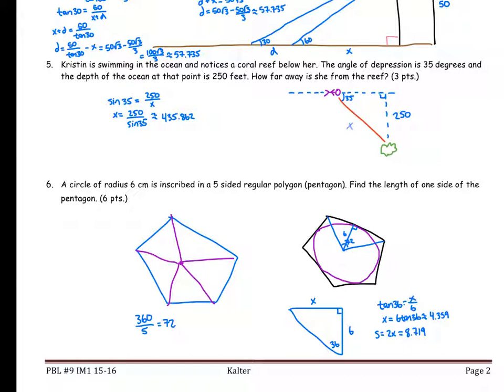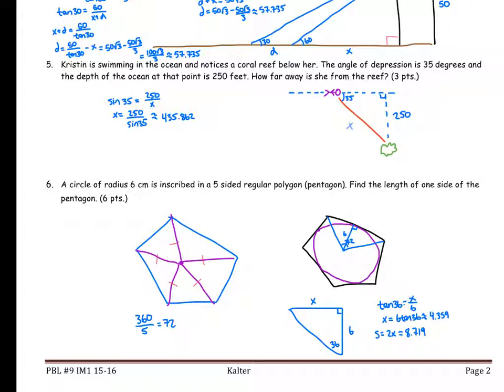For number 6, we've got a circle of radius 6 inscribed in a regular polygon, okay? So the circle is going to be on the inside, all right? And we know the radius is 6, okay? So what we're going to do is I've done a couple things. First, I just drew the pentagon by itself so we could look at these triangles on the inside and try and figure something out about them. So you know that they're all going to be congruent here, right? Because we got a regular polygon. And then what I did is I wanted to find what the central angle of each one of those was. So I did 360 divided by 5 because I've got 5 congruent triangles, and I get 72 degrees.